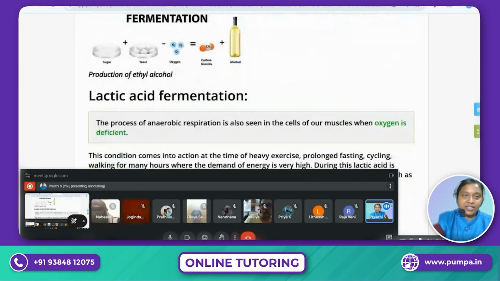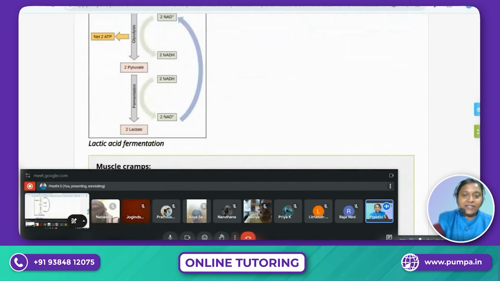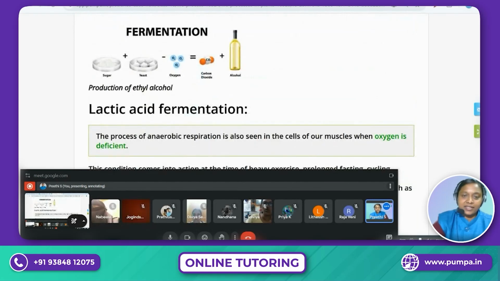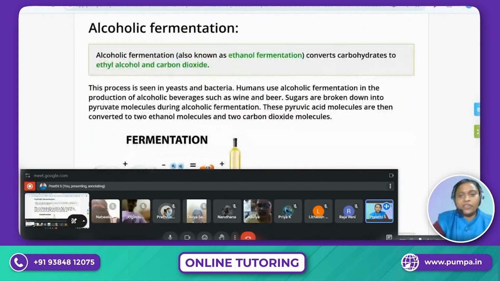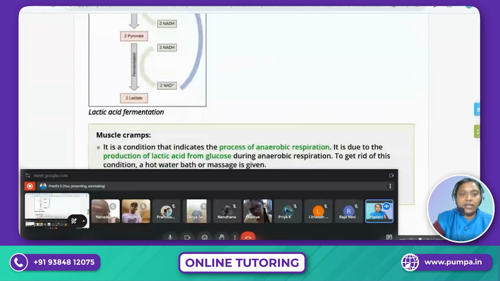Yeast powders will be used in bakery items, for the fermentation process. They will be adding the yeast in the dough so that it will get fermented. So next to it, it is all okay.